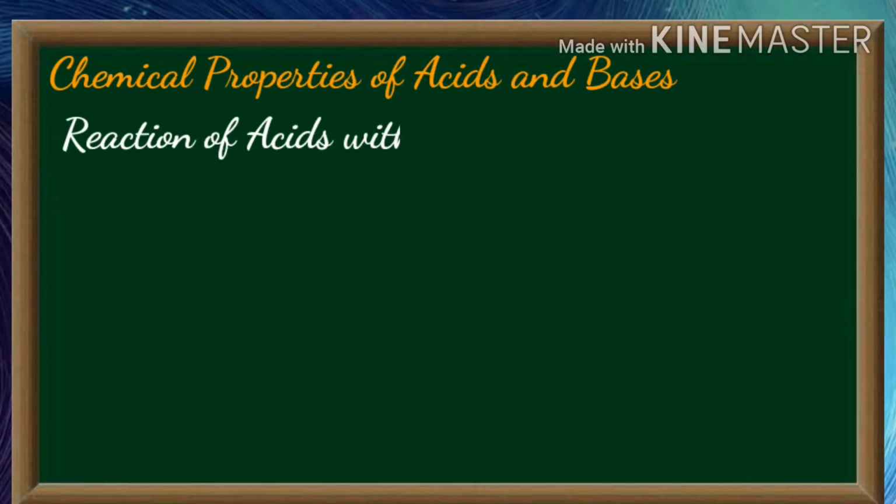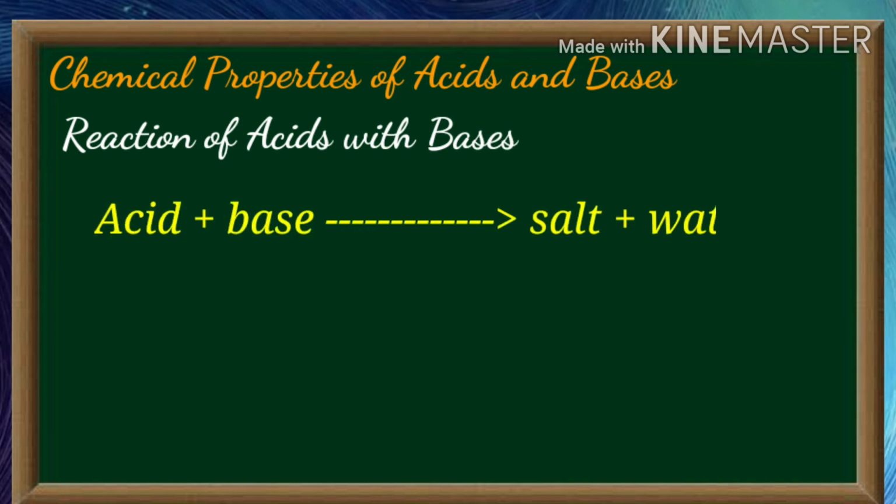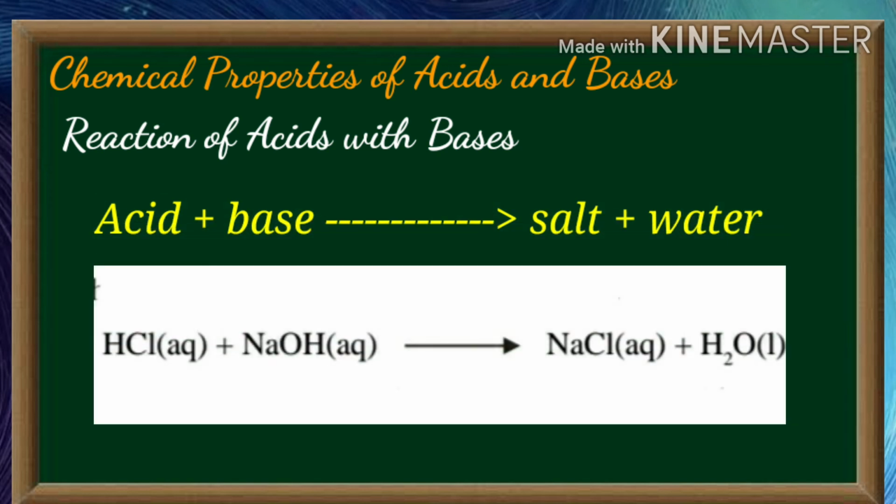Now, reaction of acids with bases. We know that an acid and a base react to form a salt and water. HCl + NaOH → NaCl + H2O. When a drop of alkali is added to acid, it reacts with some acid molecules to form salt and water. This is called neutralization, and this reaction is known as neutralization reaction.